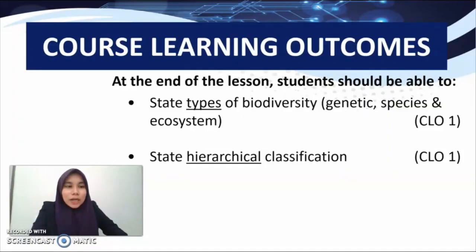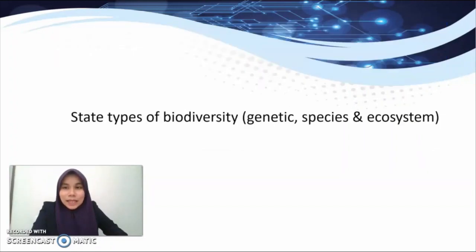This is the learning outcome for this lesson. At the end of the lesson, students should be able to state types of biodiversity, genetic, species, and ecosystem, and state the hierarchical classification. State types of biodiversity, genetic, species, and ecosystem.